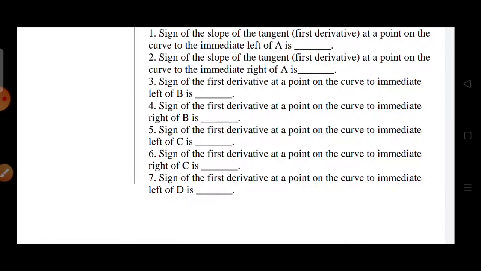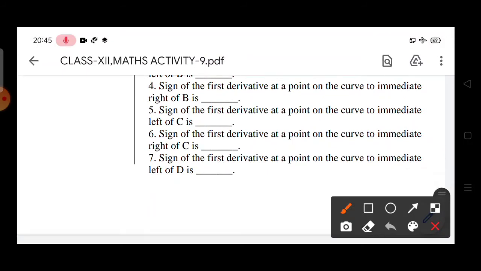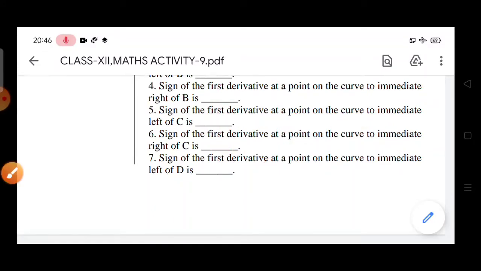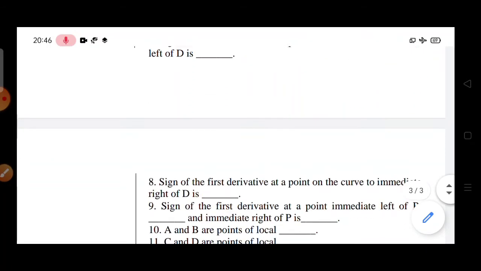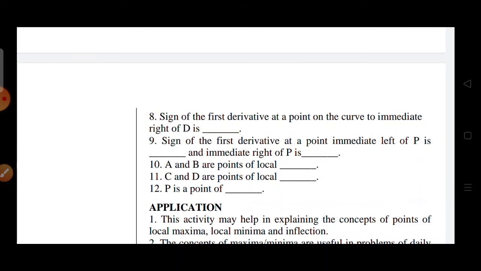Now at point number 5, the sign of the first derivative at the point on the curve to the immediate left of C. Immediate left of C, C was the point of local maxima. So this is positive. And the sign changes from positive to negative. So at immediate right of C, that must be negative. So the sign of the first derivative at the immediate left of D, that is also positive, and at the immediate right of D, that is also negative.